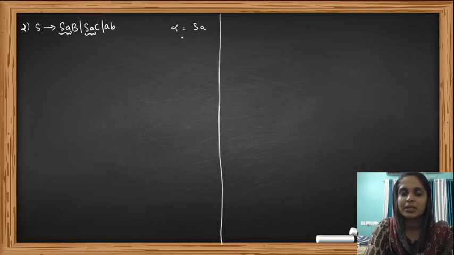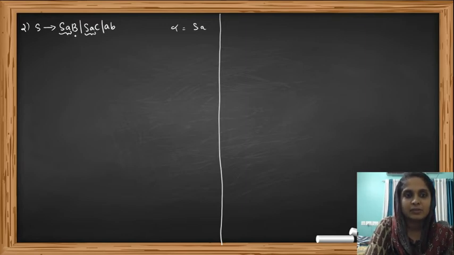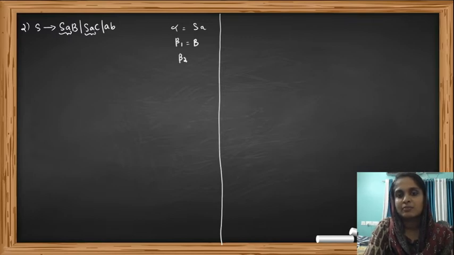And what is our beta? In each term, whatever comes after alpha, that is our beta, right? So in this first term, SA is our alpha and then B will be our beta. So we can write beta 1 is capital B. And what is beta 2? In the second term, what comes after alpha? Capital C. So beta 2 means C.